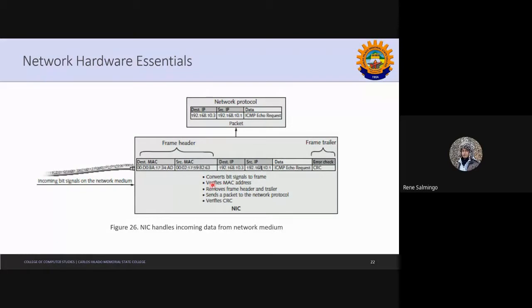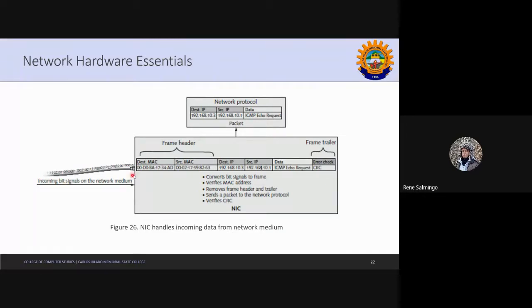Now, this is an example of incoming data. For example, there are incoming bit signals on the network medium, and these are what type of numerical values? These are binary digits, sir. So they are your binary signals, or your bit, binary digit. So that is your bit.